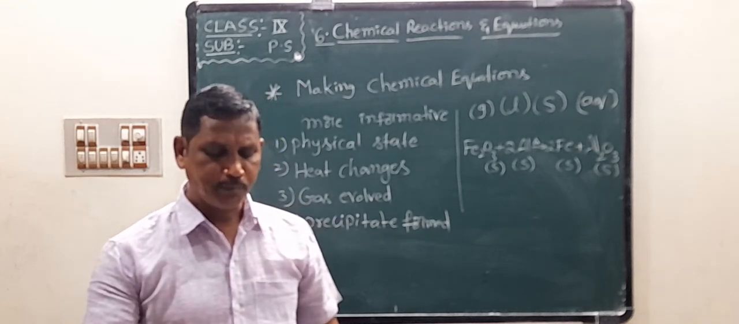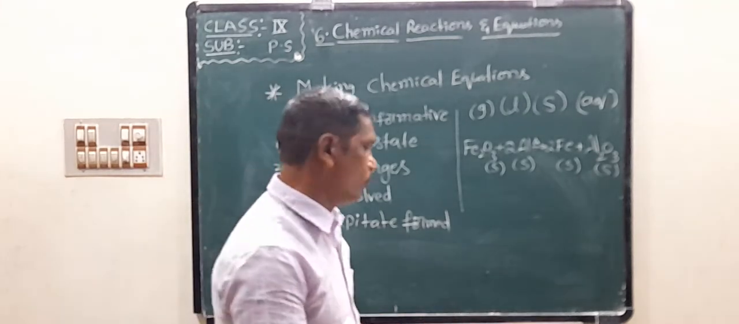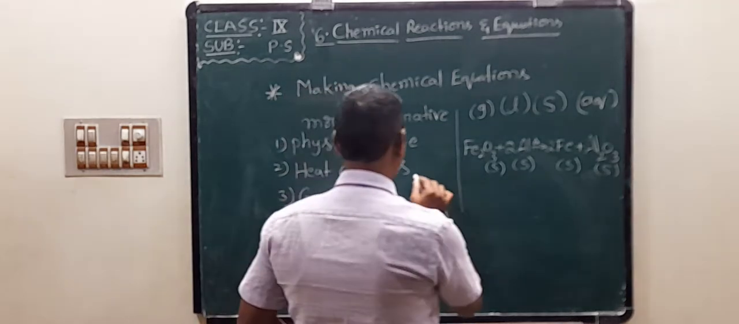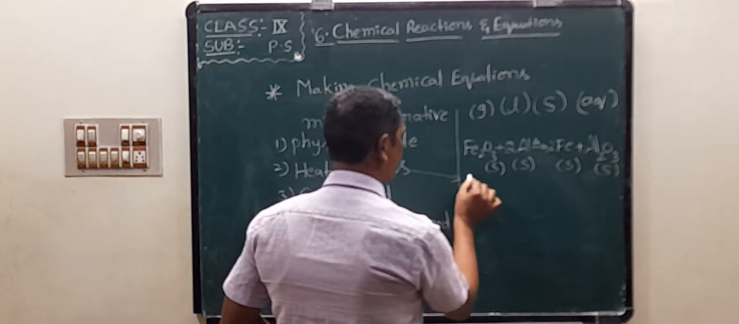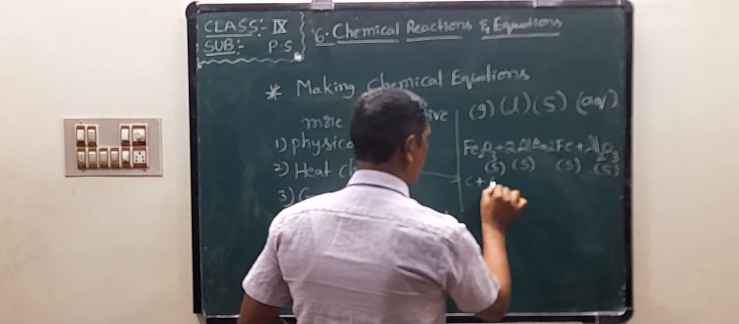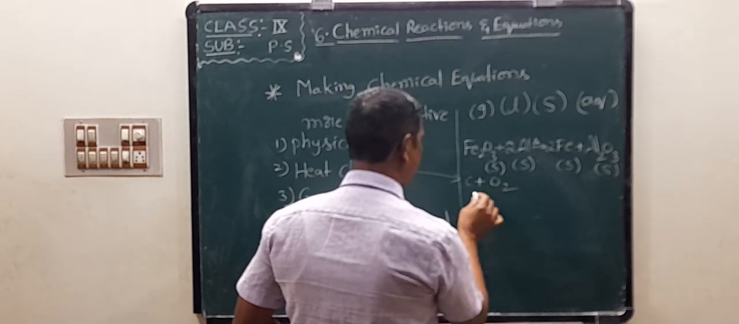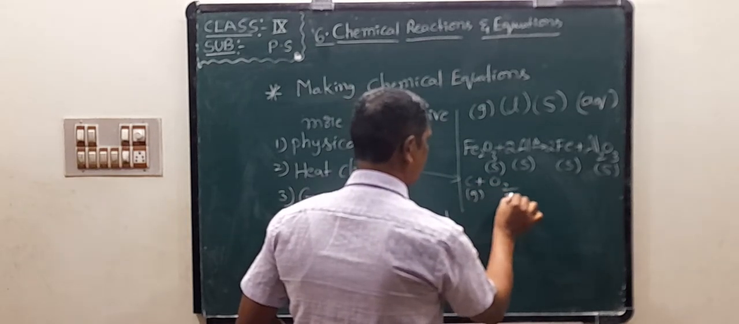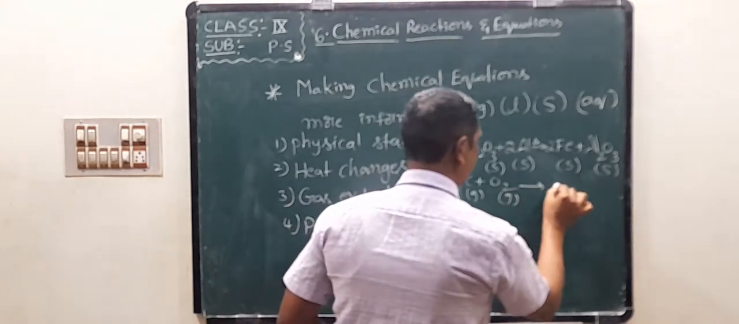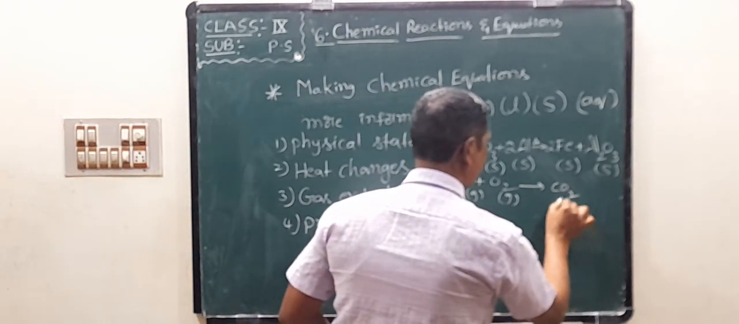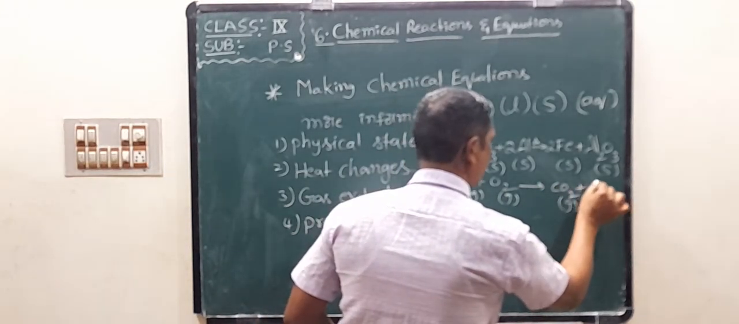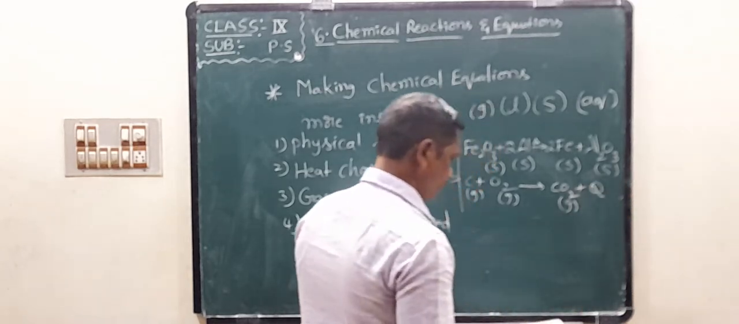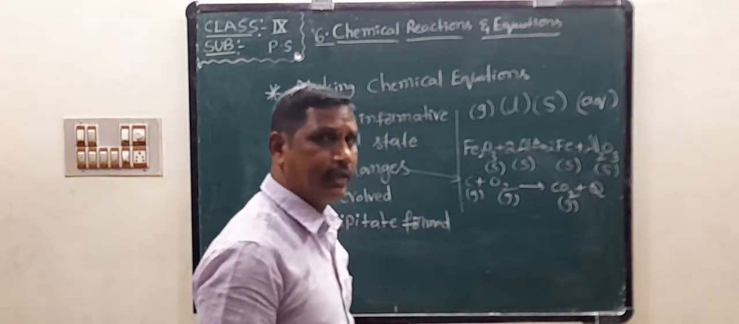An example is the following: C plus O2 gives CO2. Carbon plus O2, both are in the gas state. This gives CO2, which is also in the gas state. Plus Q. Q is the symbol of heat.